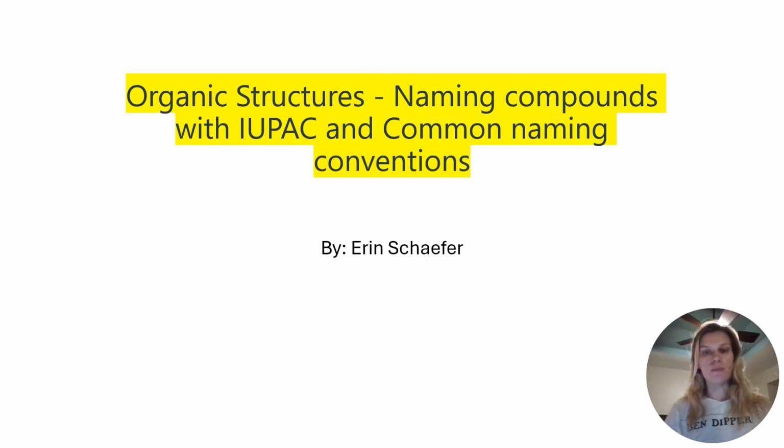So we are going to talk about naming organic structures. These are naming compounds, the IUPAC name, and then also the common name. First we're going to go over the overall rules and the difference between alkanes, alkenes, alkynes, and all the different rules you'll need to know and steps in naming the IUPAC, and then also some tips on how to do the common naming.